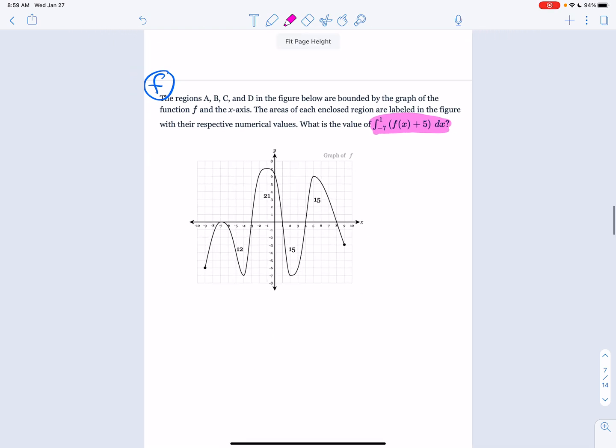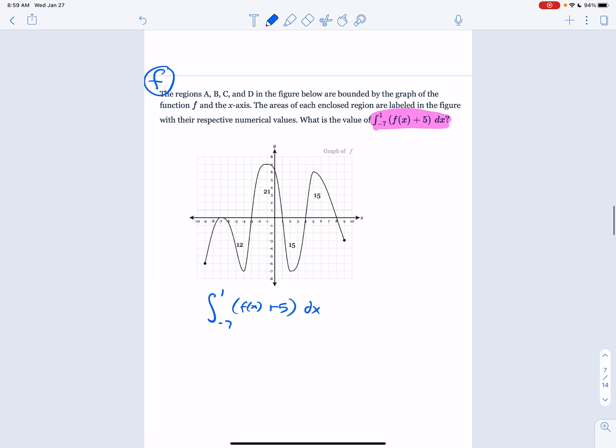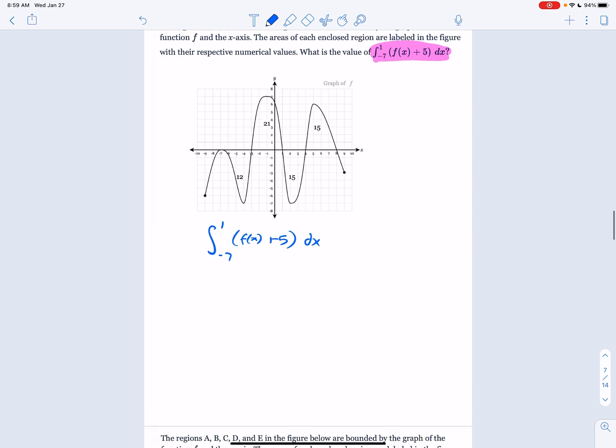This is how you guys got to handle it. This is where you have to incorporate your properties. So they're asking us for the integral of f of x plus 5 with respect to x from -7 to 1. First off, I have multiple terms here, so I'm actually going to split my integral from -7 to 1 of f of x dx, and then plus the integral of 5 dx from -7 to 1.